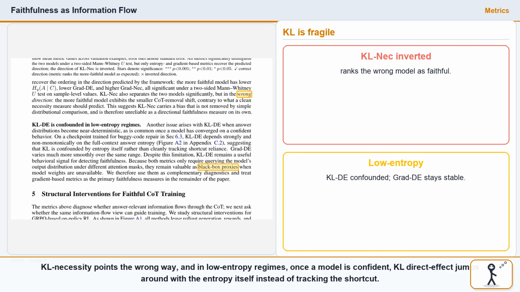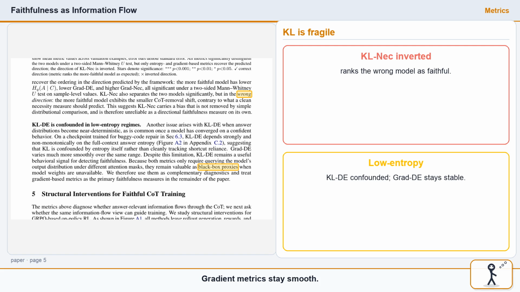KL necessity points the wrong way, and in low entropy regimes, once a model is confident, KL direct effect jumps around with the entropy itself instead of tracking the shortcut. Gradient metrics stay smooth. So they keep KL as a black box backup and trust gradients as the primary measure.